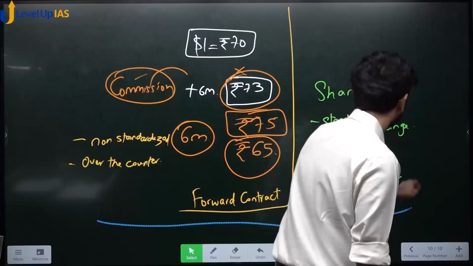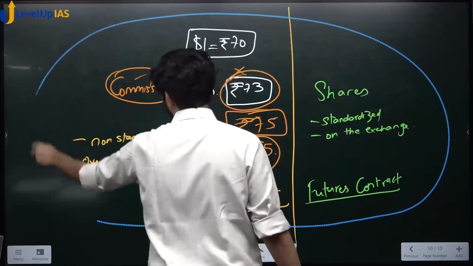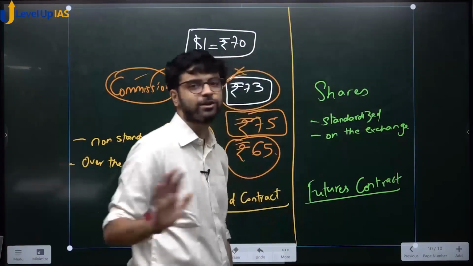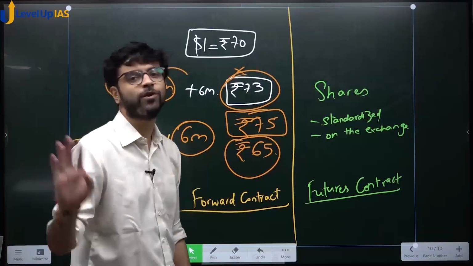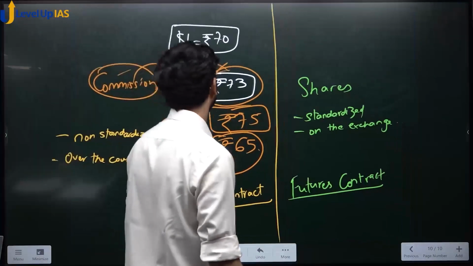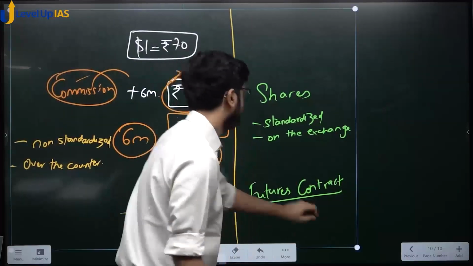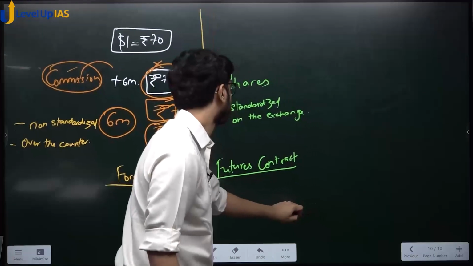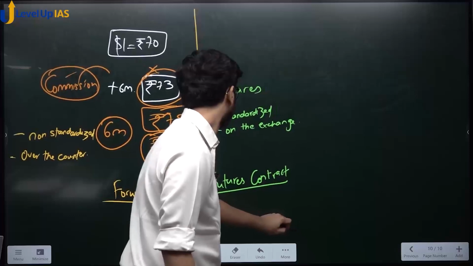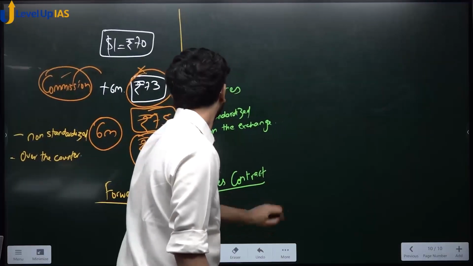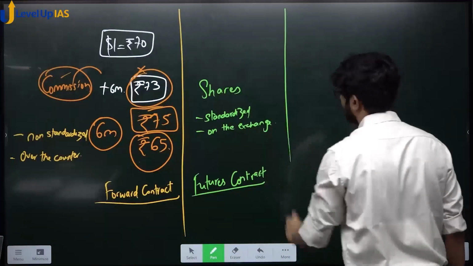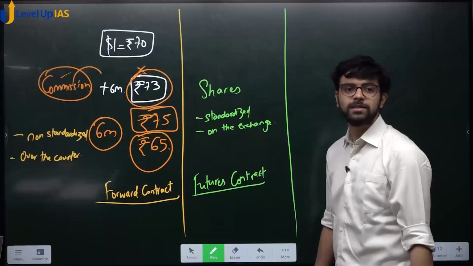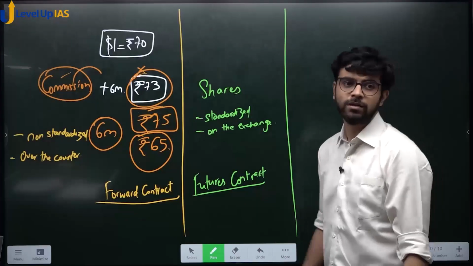Are you understanding? These concepts are very important. See, UPSC will ask a very simple question on future contract, a totally simple, silly question, but many people will not know what a future contract is. Now, after 6 months, do you have an option to back out? No.